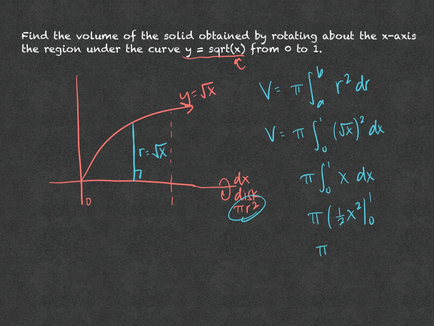So we're going to say pi. I'm going to move that 1/2 out here underneath pi. And then I have 1 squared is 1, minus 0 squared is 0. So my answer is pi over 2. Now that is the volume formed when we rotate this around the axis.